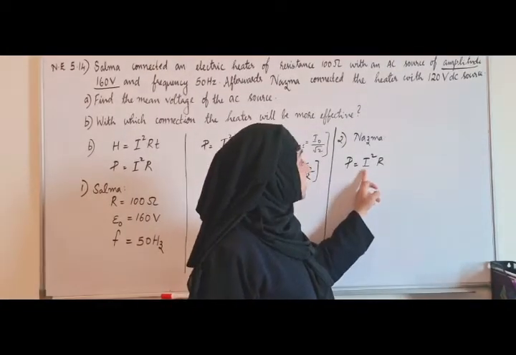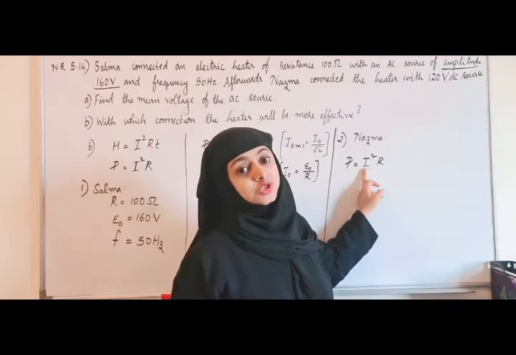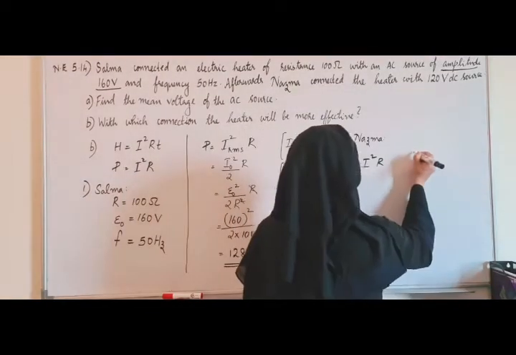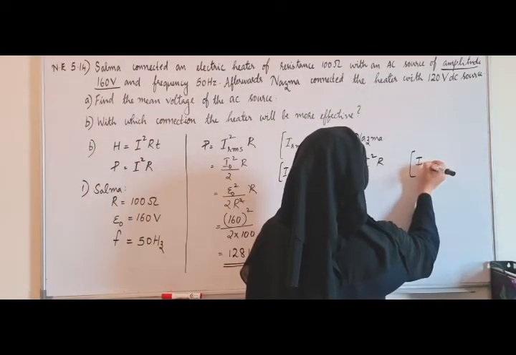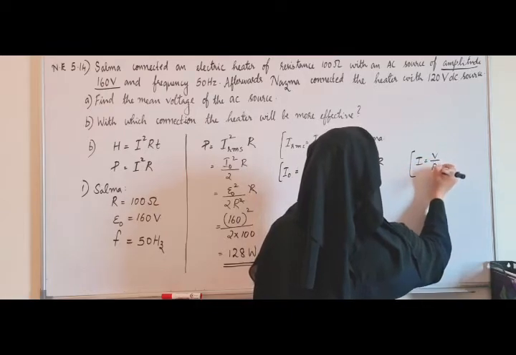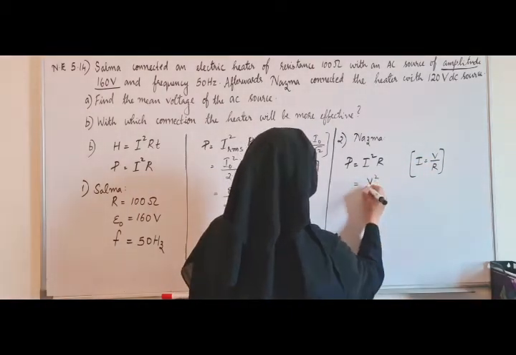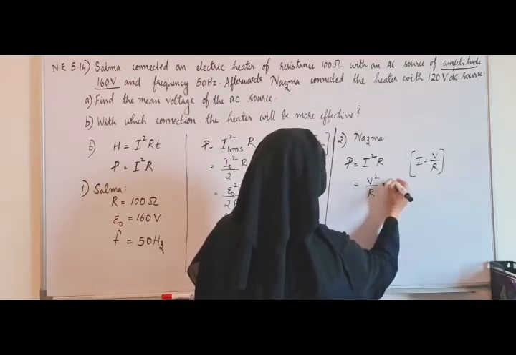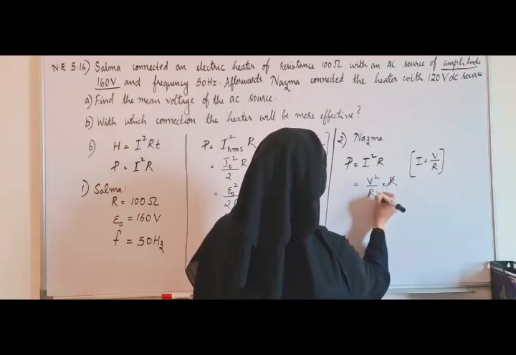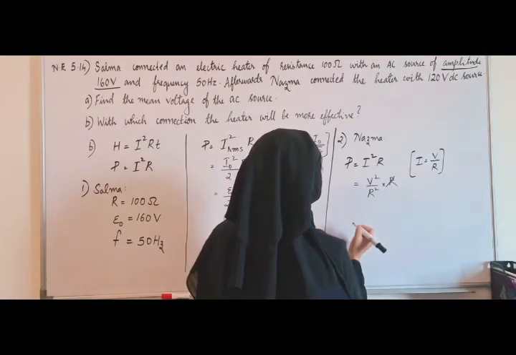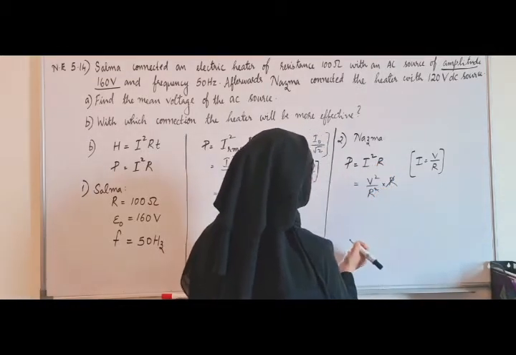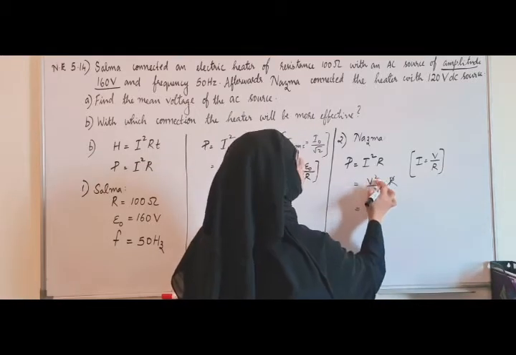And we know that current is equal to voltage by resistance. So I am going to use I is equal to V by R instead, and this will become V square by R square times R. So one R gets cancelled. This is equal to V square by R.